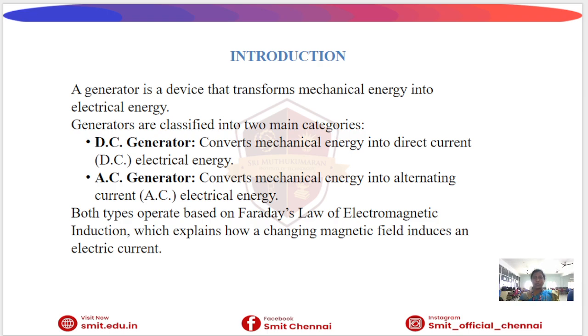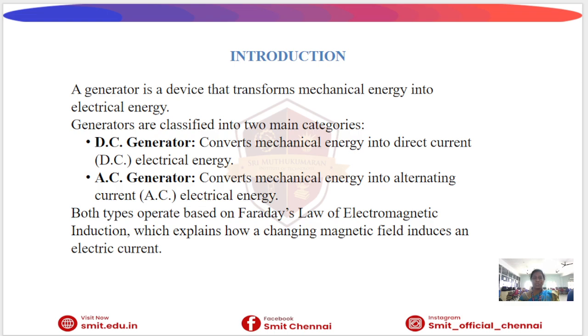Today, in this session, we are going to study an important electrical machine called a generator, specifically the DC generator. Generators are devices that convert mechanical energy into electrical energy. So they play a very important role in power generation systems. For example, in power plants, mechanical energy produced by the turbine is converted into electrical energy using a generator. We will discuss the basic principle of operation, construction, parts, working, and the application of the DC generator.